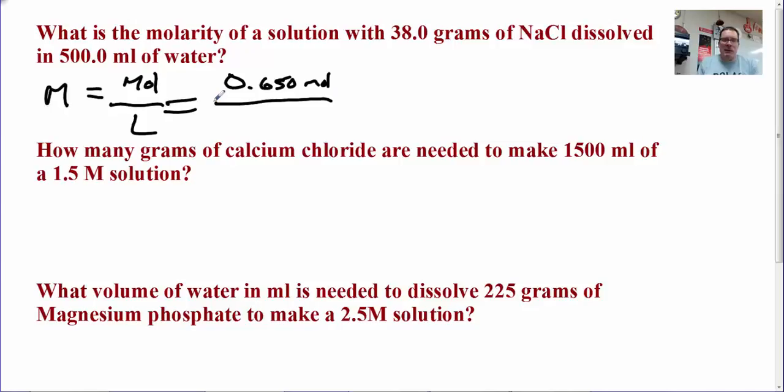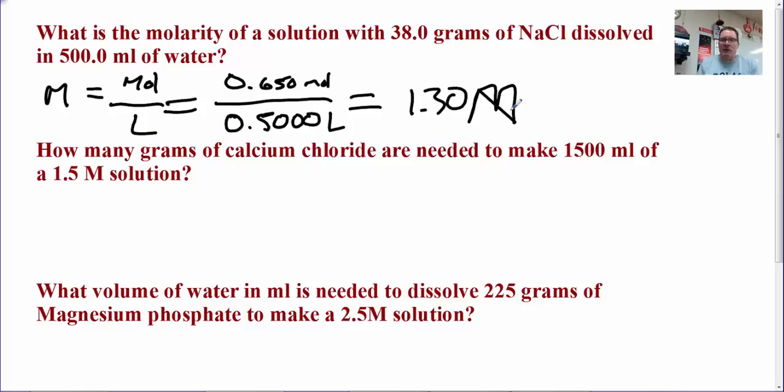Now I have 500 milliliters of water. That number I do need to get into liters, and again, I'm not going to actually do that math for you because we've done that since the beginning of the year. But if you remember to divide by 1,000, you've got 0.5000, getting our significant figures in there, liters. And then I just do that math, and 0.65 divided by 0.5 is 1.30, rounded to significant figures, molar, which is a capital M. Okay, so that's our first problem.